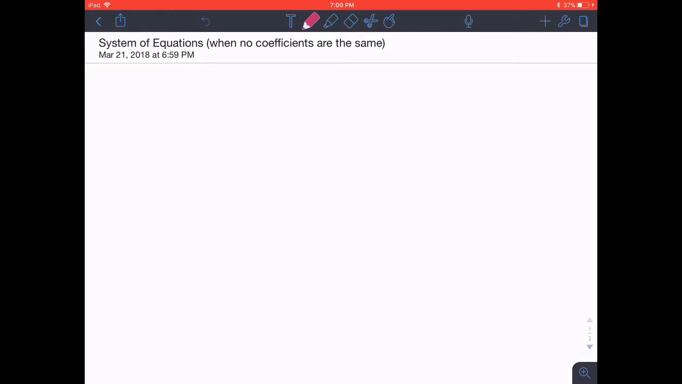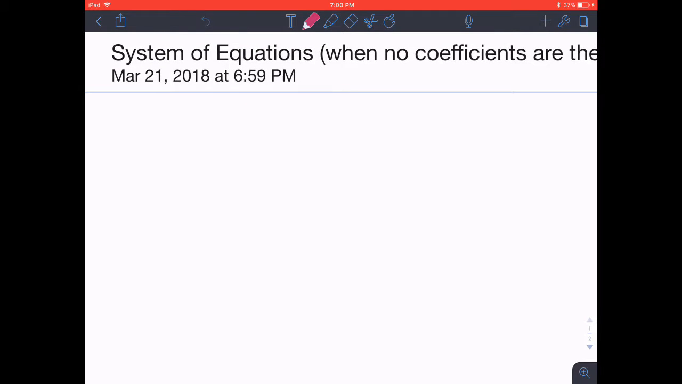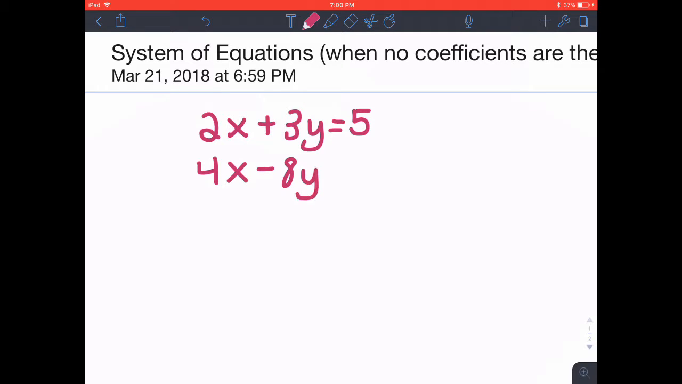Hi everyone, so today we're going to go over systems of equations with two variables when no coefficients of the same variables are the same. So we can start with an example. 2x plus 3y equals 5, and 4x minus 8y equals 12, we'll say.